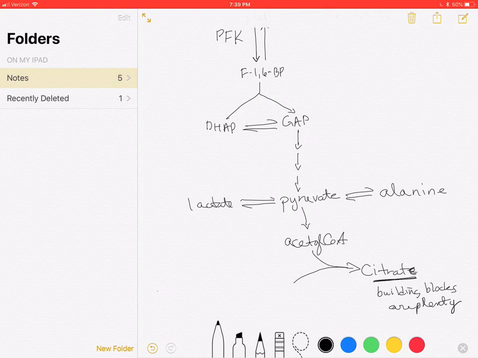And if there's already plenty, then we don't need to use glycolysis to make more of them, so we should slow down glycolysis. Same with alanine. It's a signal for plenty. We've got plenty of alanine. That must mean we've got plenty of protein that's already been made, or we've got plenty of building blocks for making it, so slow down glycolysis. We don't need any more.